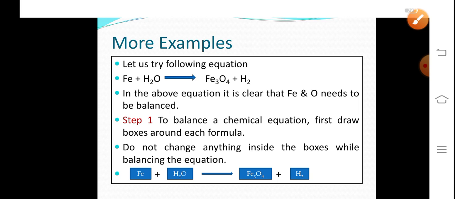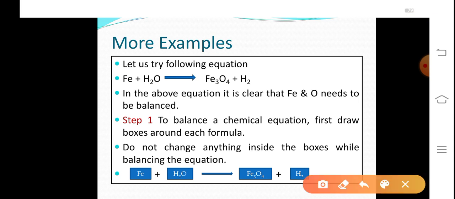Step 1. To balance a chemical equation, first draw boxes around each formula. Do not change anything inside the boxes while balancing the equation. So here, inside the boxes, we cannot put a number or change the chemical formula of the compound. We can only write the number outside the boxes as a coefficient.